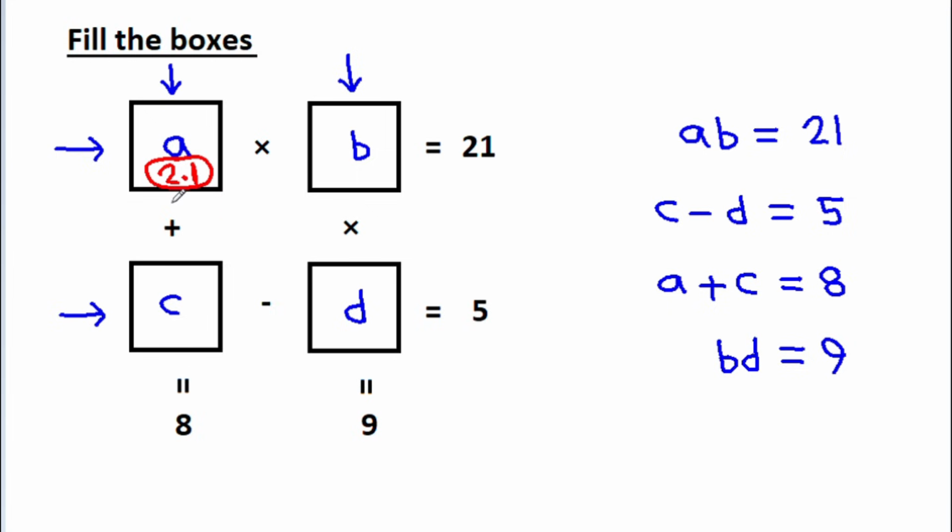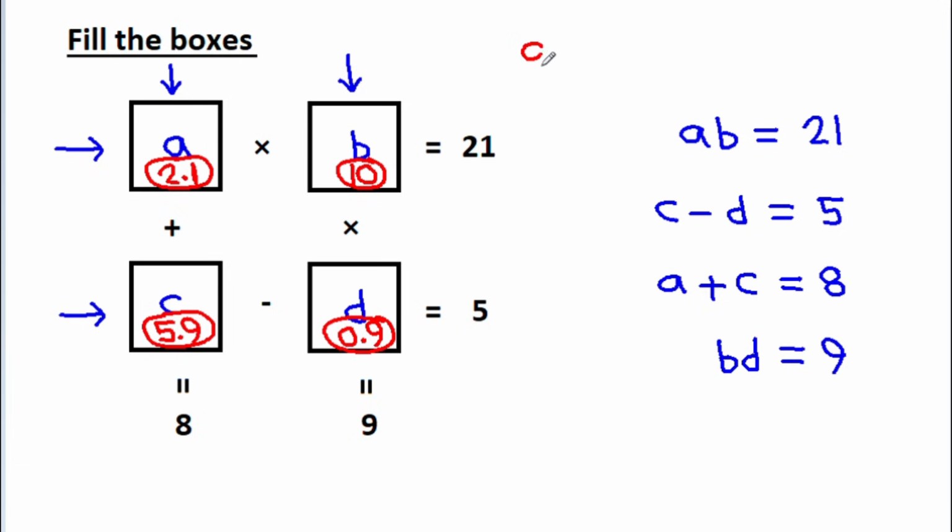Now 2.1 times B is 21. That means B should be 10. And 2.1 plus C is 8. That means C should be 5.9, and 10 times D is 9. That means D should be 0.9.